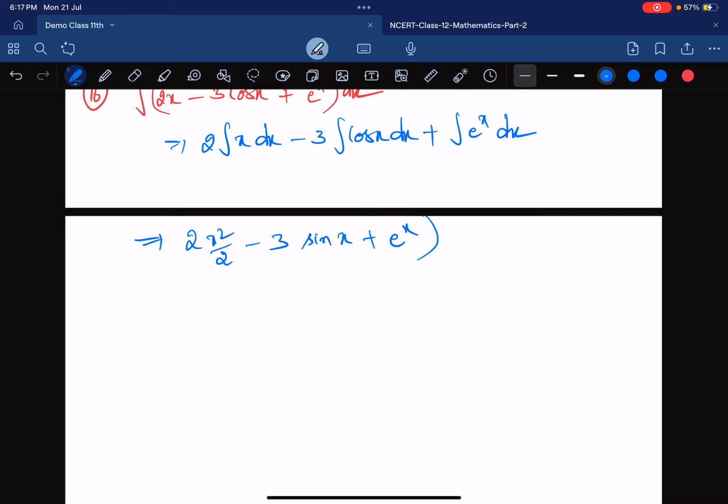plus e power x plus c. The 2 gets cancelled here. So x square minus 3 sin x plus e power x plus c. So this is our final result.